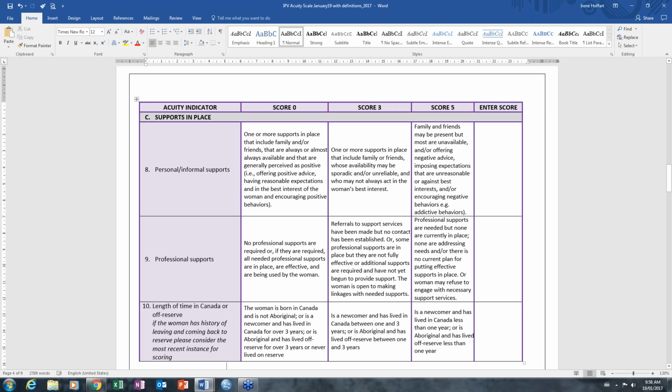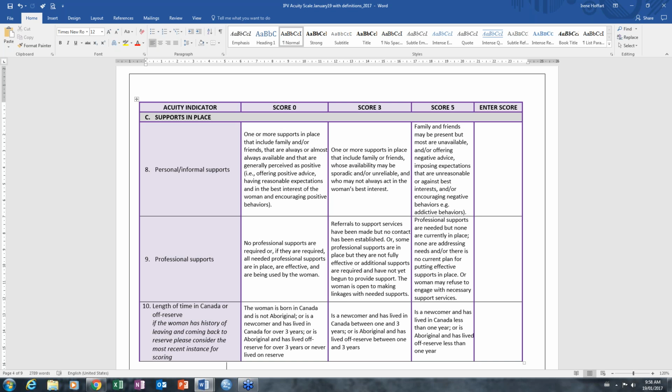Okay, so this next piece is supports in place. Now we're talking about how much support the woman has, and we're looking at both the personal, informal supports and professional supports, and you can see the length of time in Canada or off reserve. That's really speaking to people who are new in the place they're living. Obviously, that would be an additional complexity. So, looking at personal informal supports.